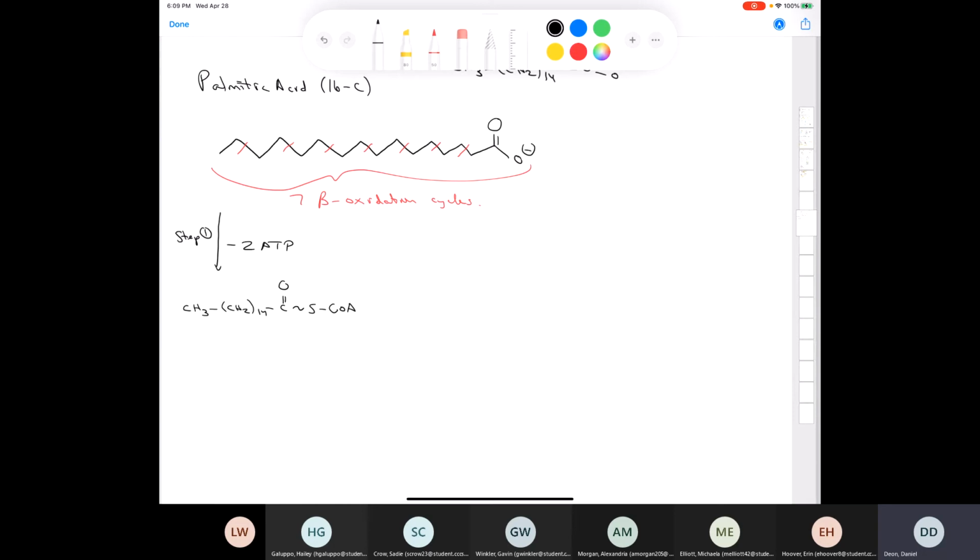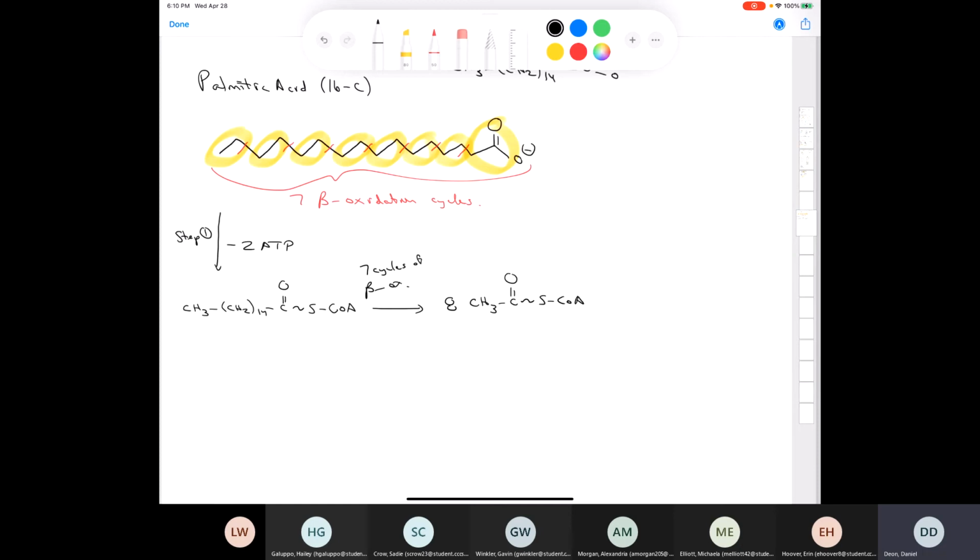Well, if this molecule can undergo 7 cycles, so 7 cycles of beta oxidation, right? How many 2-carbon units am I going to end up with? Well, let's count. I'm going to end up with 1, 2, 3, 4, 5, 6, 7, 8. So again, even though it undergoes 7 beta oxidation cycles, I'm going to end up with 8 molecules of acetyl coenzyme A at the end. So we'll write 8 molecules of acetyl coenzyme A, with my high energy thioester bond, coenzyme A, like that. We've got 8 molecules of acetyl coenzyme A.